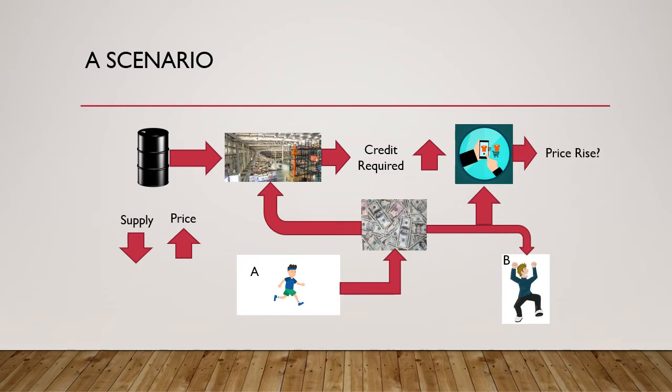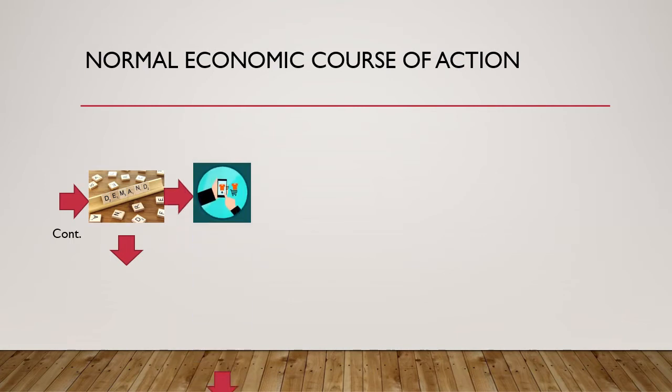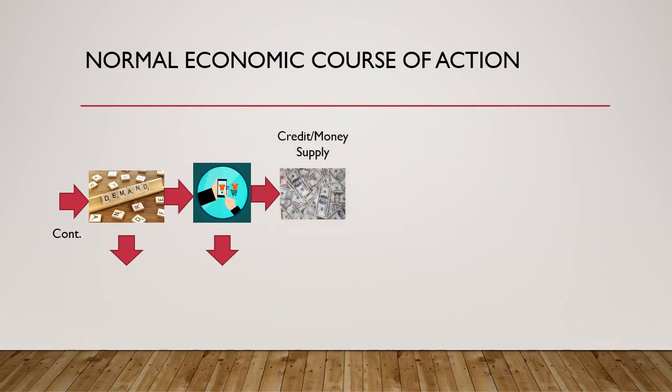Whereas that would mean that for the same amount of supply, there is a price rise in the economy. Now, because of the price increase in the economy, in a normal economic course of action, what happens? The demand correspondingly goes down. Now, as the demand goes down, so does the supply of goods in the economy. And when the supply is going down, that means the credit requirement in the economy or the money supply in the economy also correspondingly goes down.